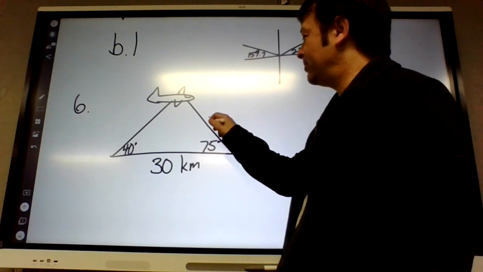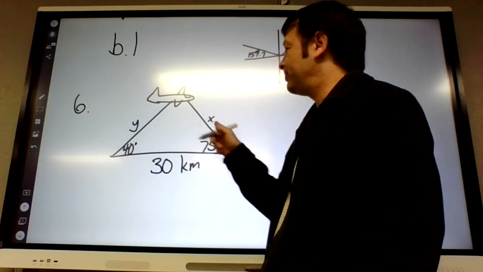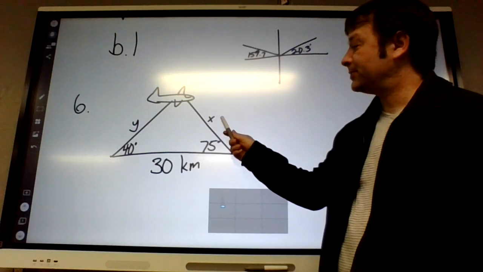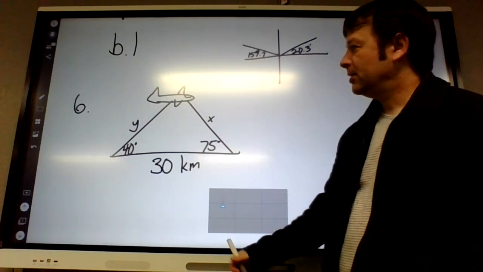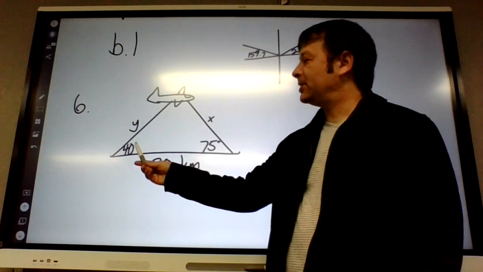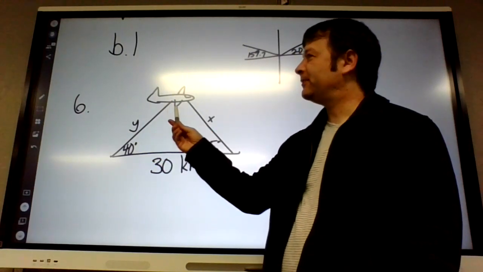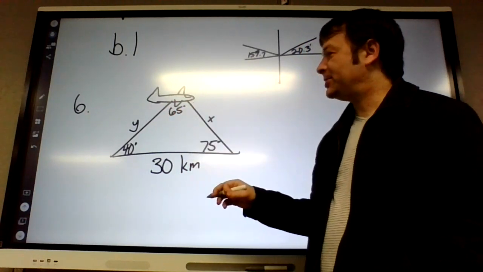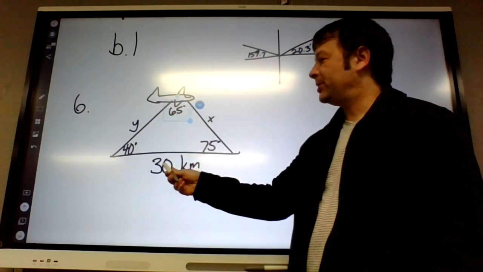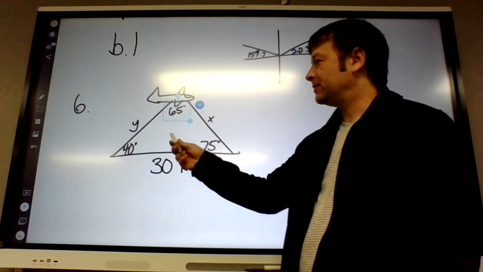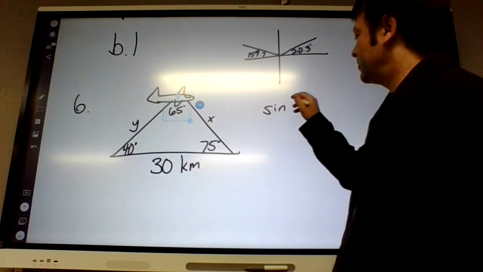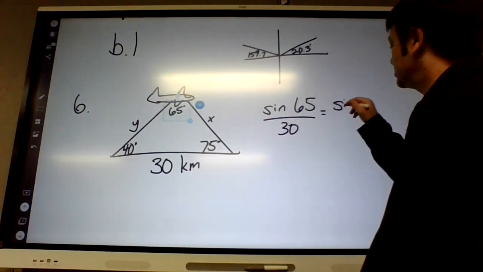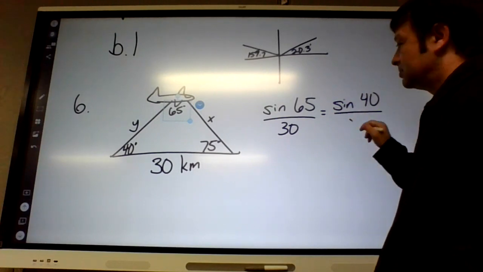so we want to know how far the airplane is from the two people here. So how could I find X here? Well, it doesn't really look like a triangle, but what would this angle be up here if I drew a triangle? 65. Okay. So when you have that much info, we can do law of sines. We've got enough. So sine of 65 over 30 equals sine of 40 over x.